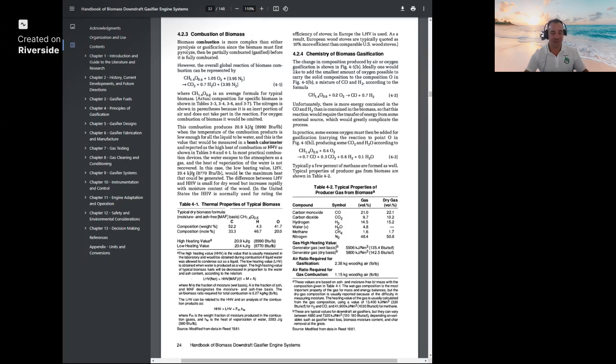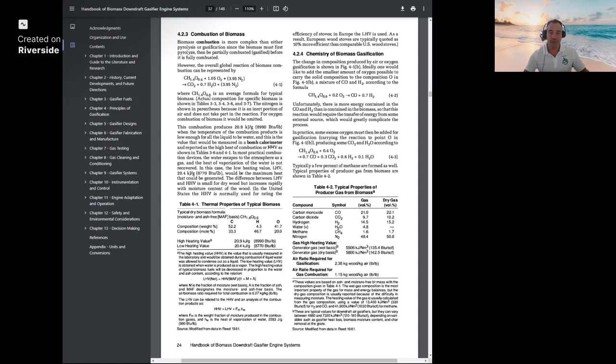It's been a busy week, but I'm excited to get back into Chapter 4 and finish it out today. So let's get started. This is the continuation of the Handbook of Biomass Downdraft Gasifier Engine Systems. We're on Chapter 4, section 4.2.3. We'll just reread this little section to go over it again.